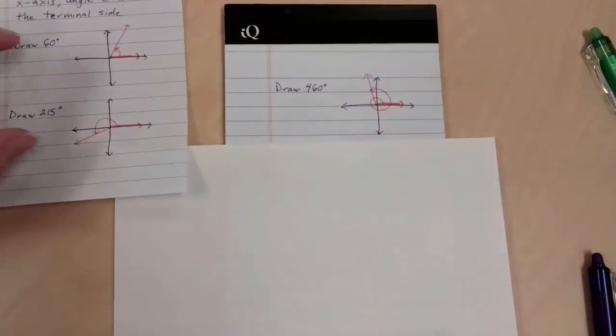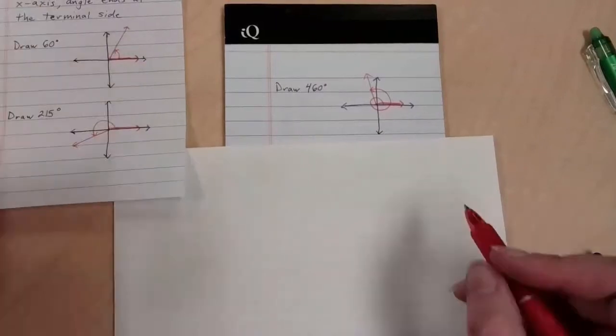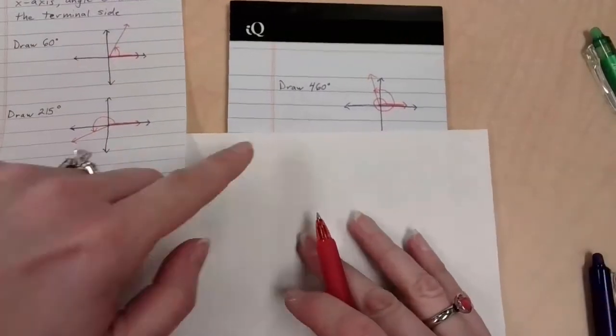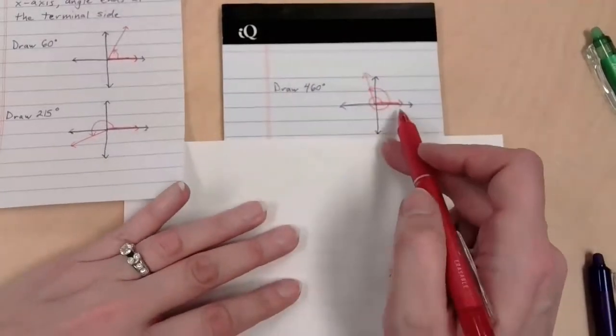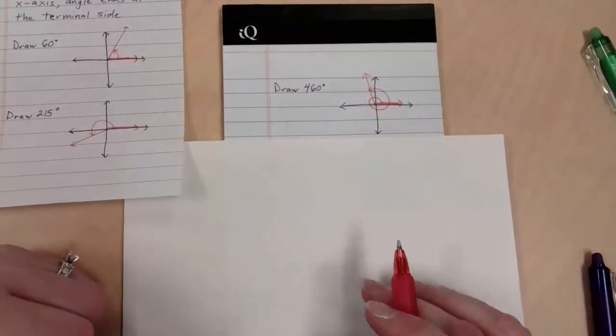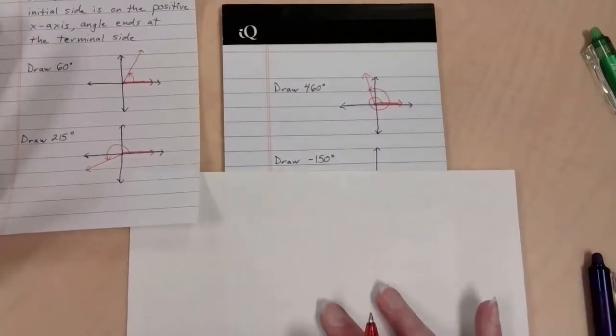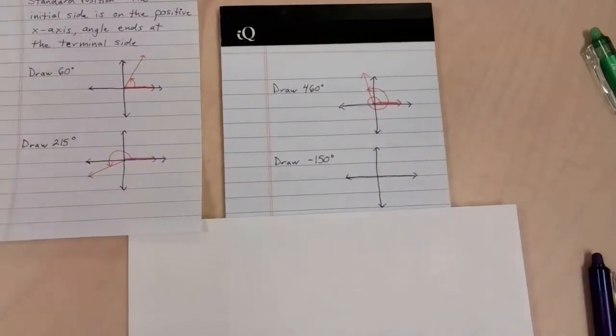And again, that makes sense as to why we have to have those directional arrows. They also tell us how many circles we've gone around to reach our desired angle. So 460 degrees is all the way around, and then an additional 100 degrees. What does that mean for negative 150 degrees? Draw that one. What are you thinking? Is it even possible? Can you have a negative angle?